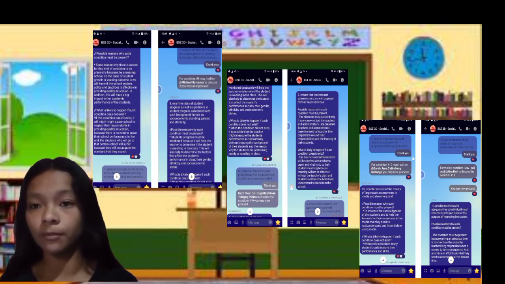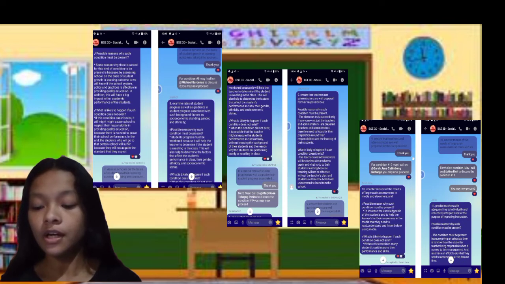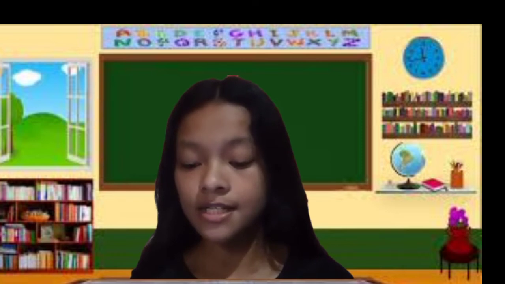Like sa condition number 1, yung meron po siya na respective possible reason po kung bakit kailangan yung condition na yon ay maging present. And meron din po doon yung what is likely to happen if such condition does not exist. So, nakalagay naman na po siya sa PPT. Kindly read na lang po. Hindi ko na po siya isa-isang i-discuss kasi nakikita naman po siya sa screen. Yun lang po. Thank you.